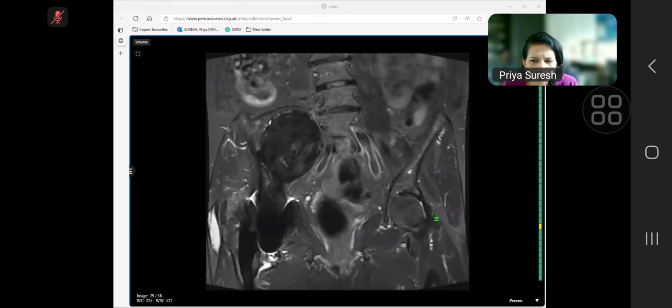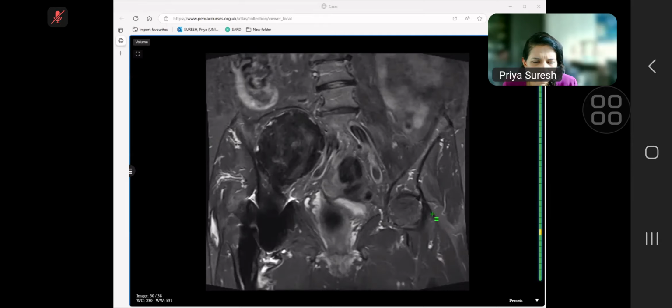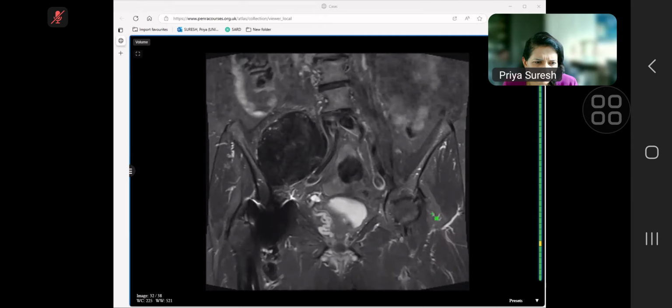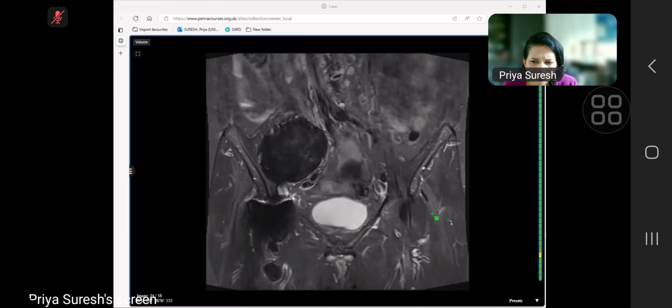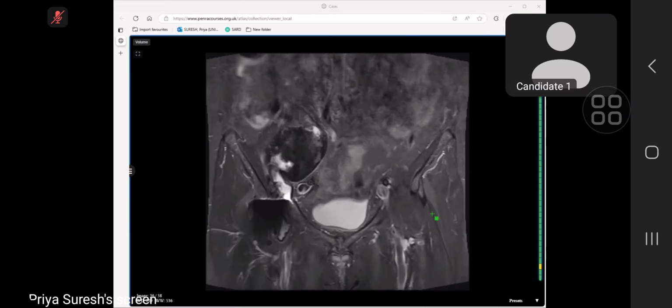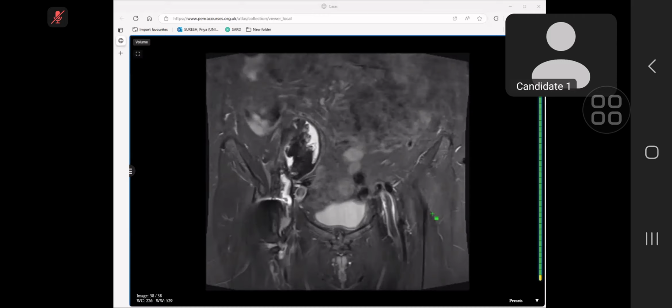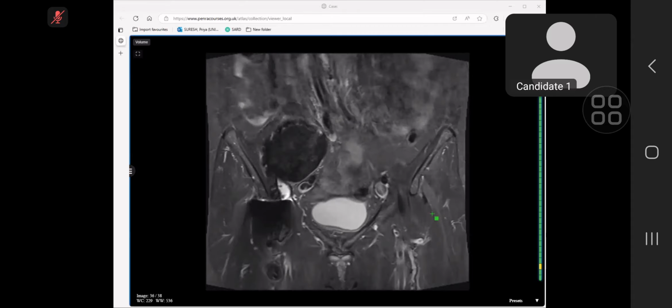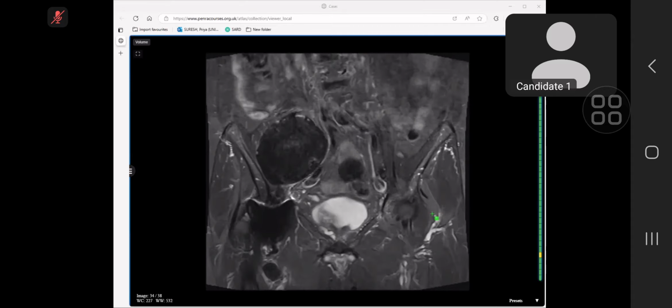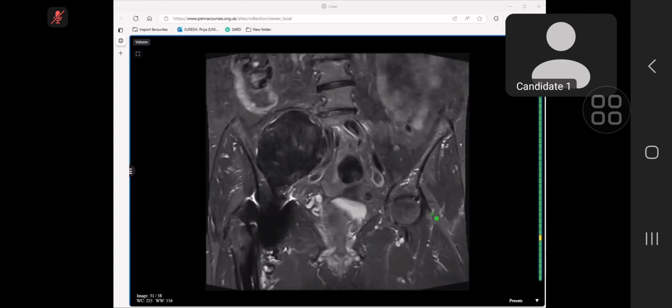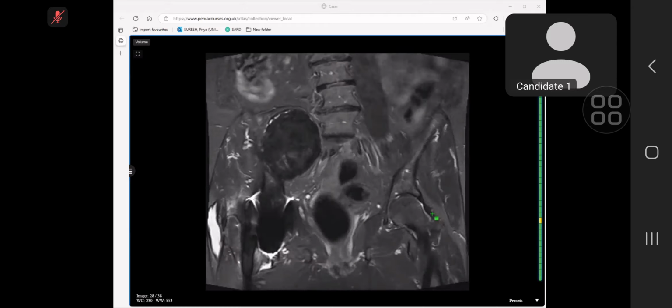So post contrast doesn't show much enhancement. There is associated effusion also seen around the joint, and in conclusion, it seems an aggressive type of process still.